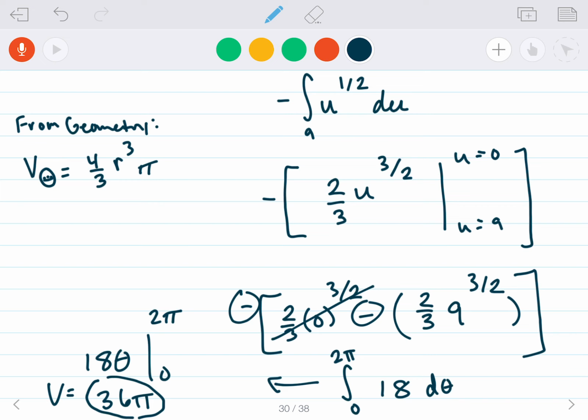Anyway, the radius of the sphere is 3, so this is going to give us 4/3, 3 cubed times pi. So that's 27 over 3 is 9, right? And 9 times 4 is 36. 36 times pi is 36 pi, so that checks out. So that is how you can find the volume of a sphere using calculus.